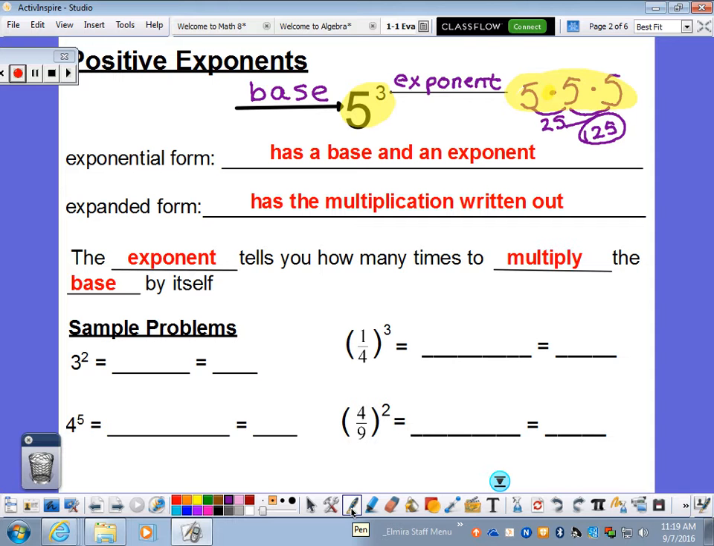The first sample problem says 3 squared. So first we're going to write the expanded form, which is 3 2 times with a times sign in between. 3 times 3, this is one you can do in your head. It's 9. Okay, but 4 to the 5th power, definitely not one I can do in my head. We're going to do 4 times 4 times 4 times 4 times 4.